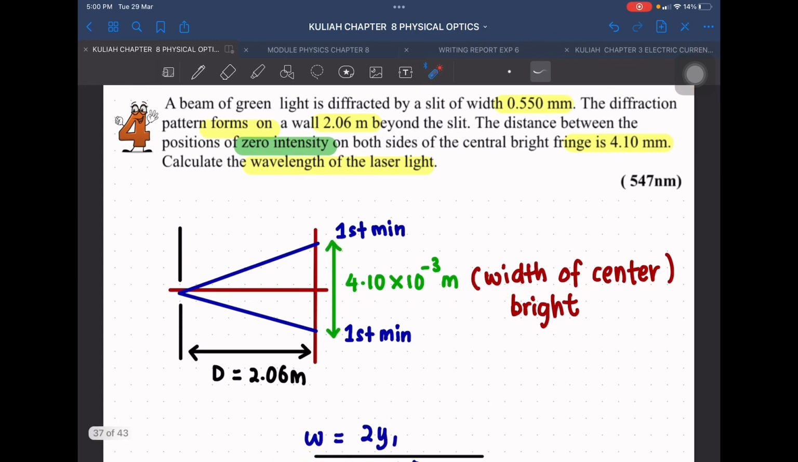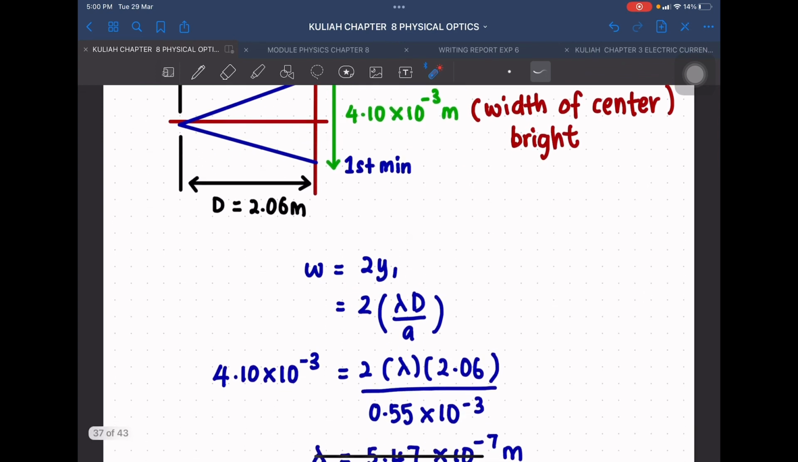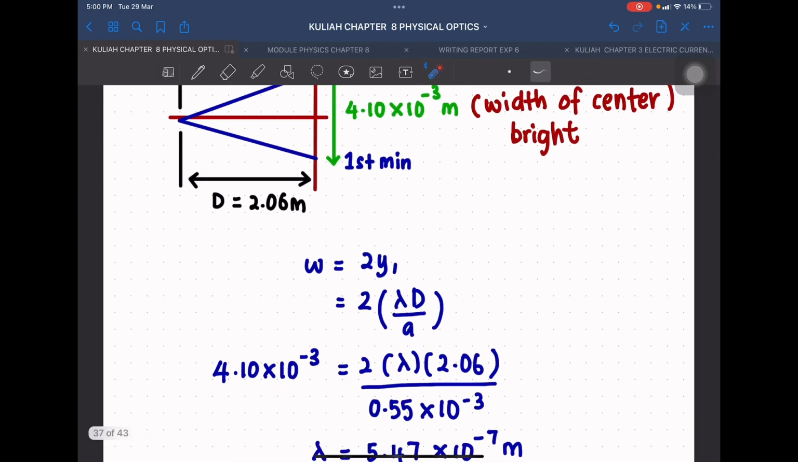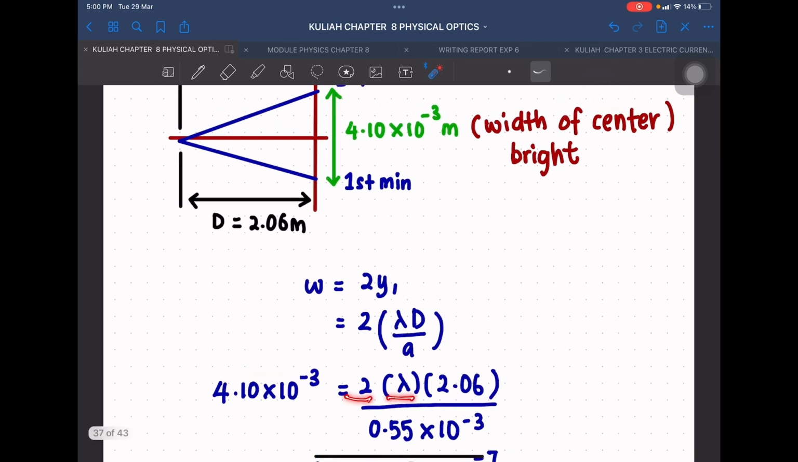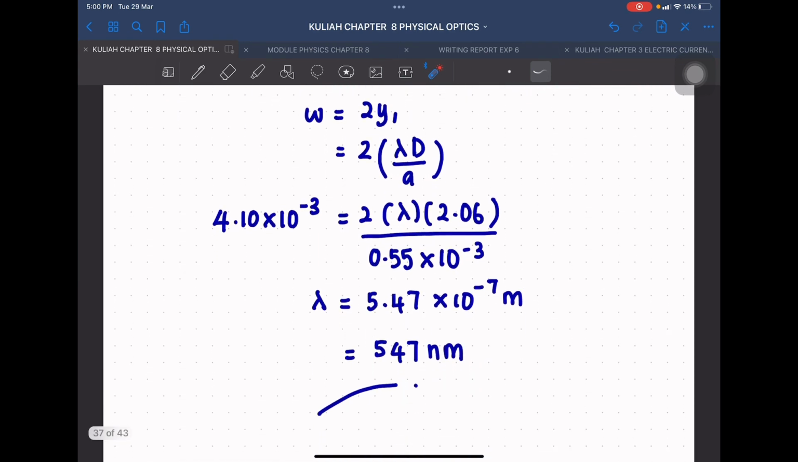Okay. So, soalan minta wavelength. Jadi, kita boleh kira lah width sama dengan 2y1. Kenapa 2y1? Ini y1. Yang bawah pun y1. y1 kali 2, you akan dapatlah 2y1 sama dengan jarak ni. Okay. So, masukkan nilai 4.1 times 10 to the power of negative 3. You darab dengan 2, lambda and D lah 2.06 dan bahagi dengan A. A lah 0.55 times 10 to the power of negative 3. So, I get 5.47 times 10 to the power of negative 7 meter or 547 nanometer.